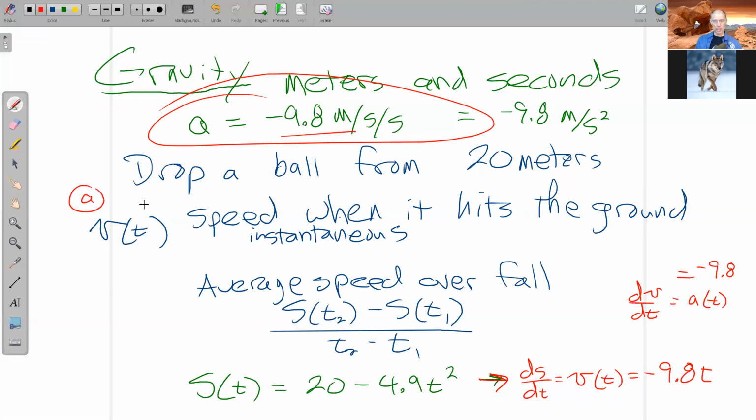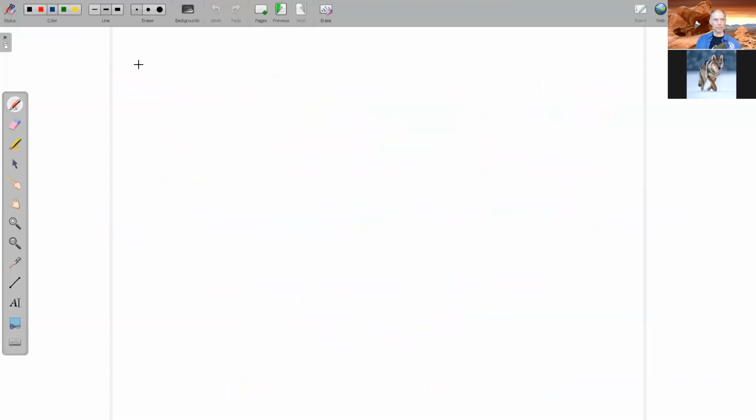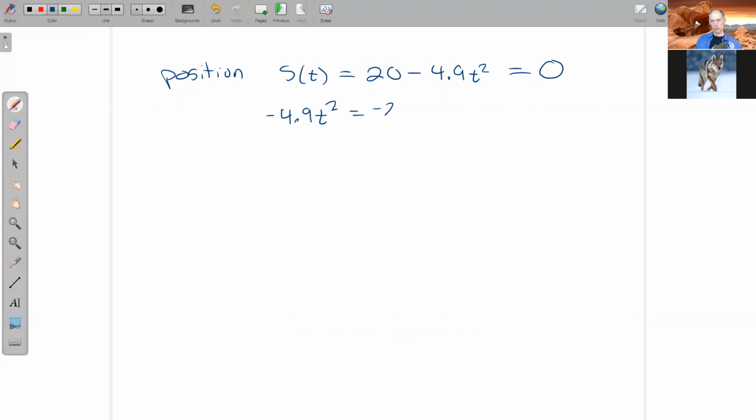So for part A, I want the instantaneous rate of change when it hits the ground, but, oh, I don't know when it hits the ground. I guess I better figure that out next. So we've got position, s of t is equal to 20 minus 4.9 t squared. We want to know when it hits the ground. Ground level is going to be 0 usually. So we would subtract the 20 to the other side, divide by 4.9.